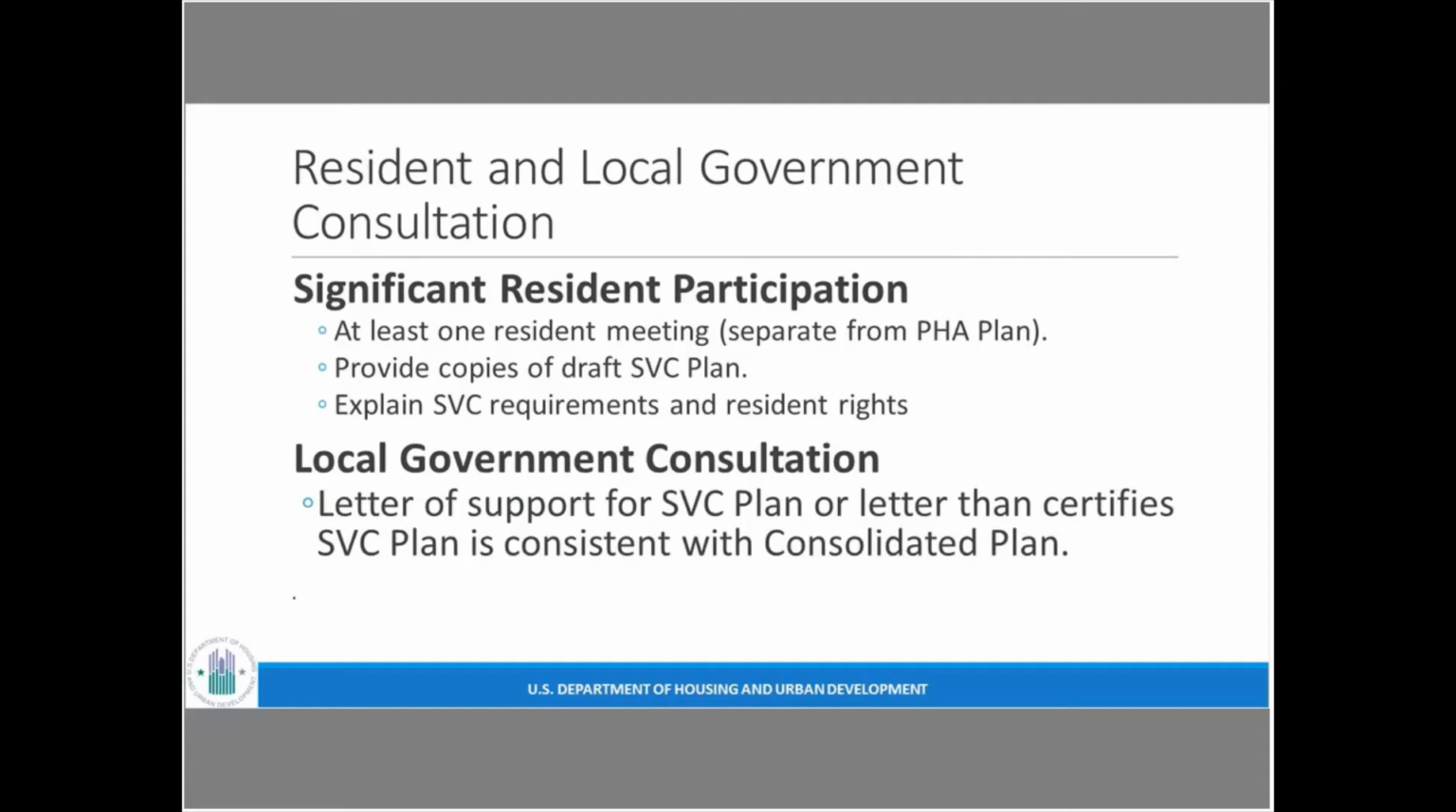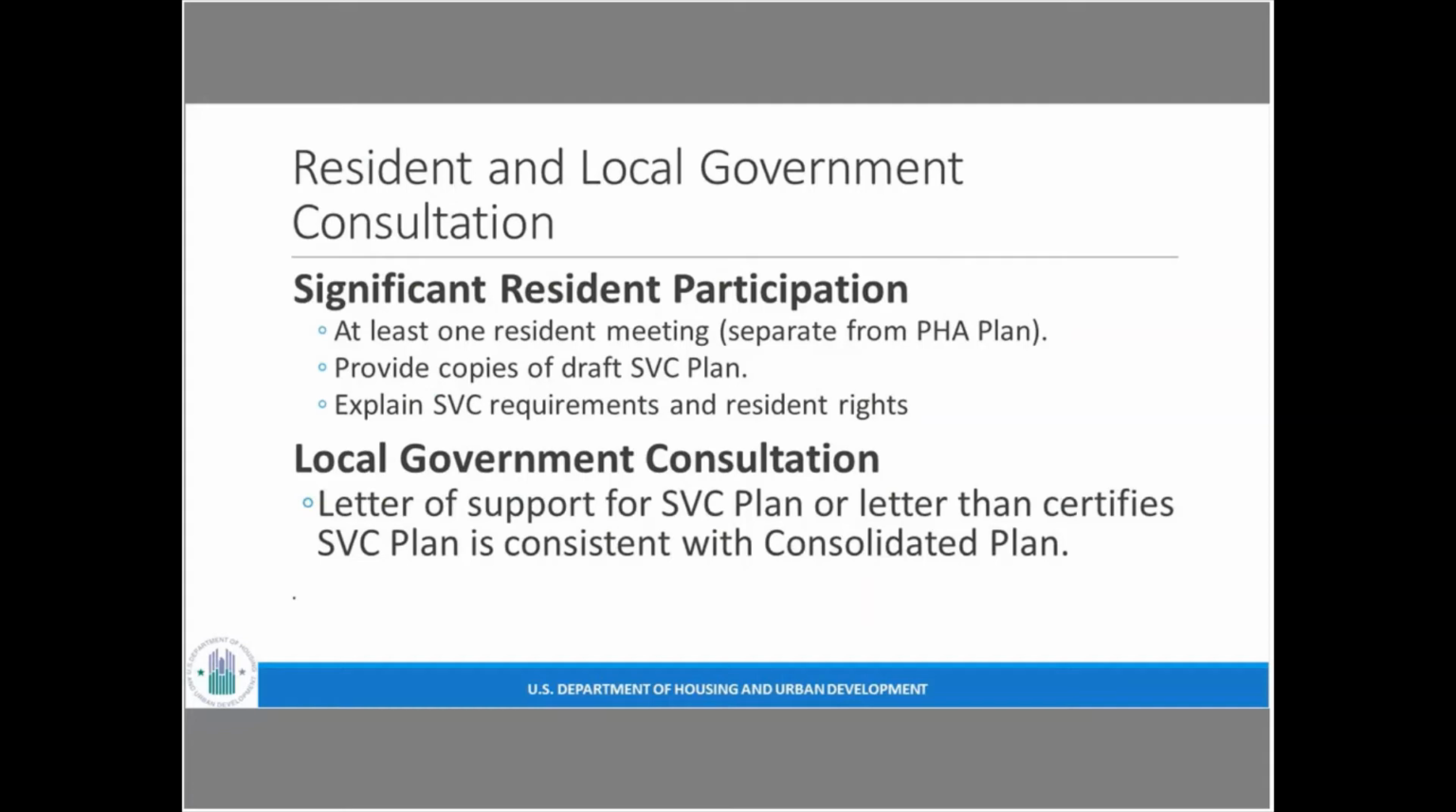The SVC plan needs to be developed with the significant participation of the residents. So the participatory requirements are a little more extensive for SVC and resident engagement even than they are with Section 18. Section 18 requires PHAs to consult with the residents, the resident council, and the RAB. Under Streamlined Voluntary Conversion, the Streamlined Voluntary Conversion plan needs to be developed with the significant participation of the residents.